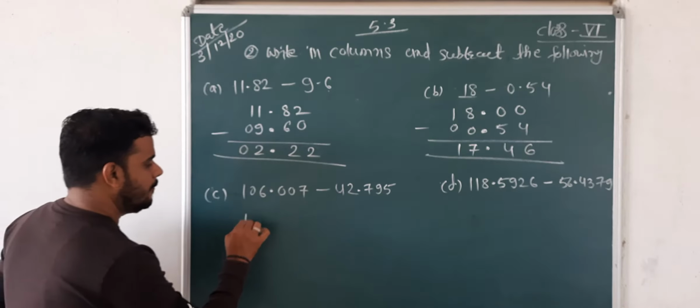Okay, next one, 106.007. In front of the decimal, just put the decimal. 795. Then 2 and 4. In the blank place, put the 0. 7 minus 5, then 2. 10 minus 9, then 1. 9 minus 7, then 2. 5 minus 2, then 3. 10 minus 4, then 6 and 0 as it is. 63.212.